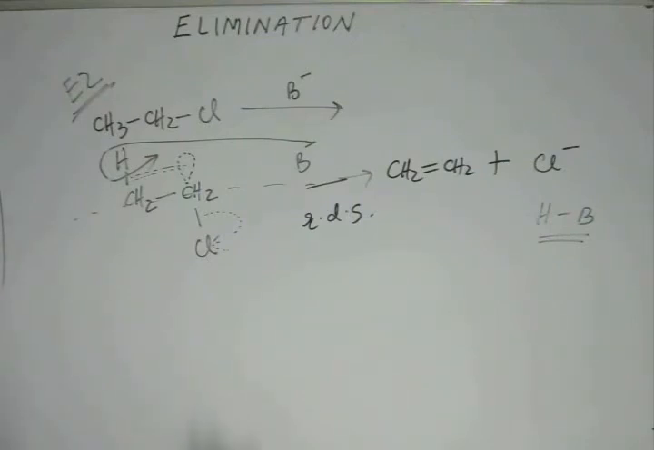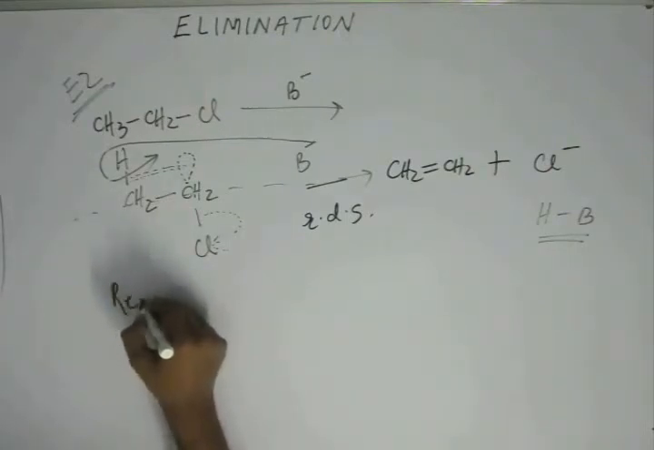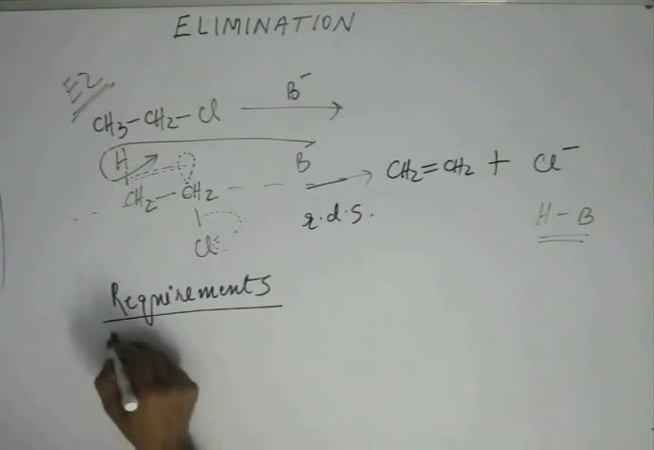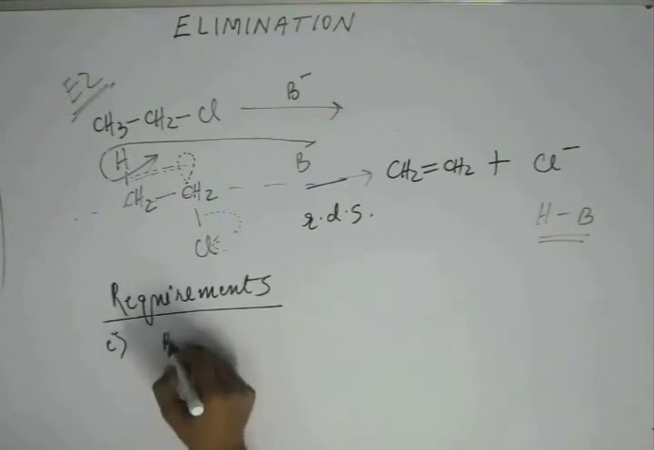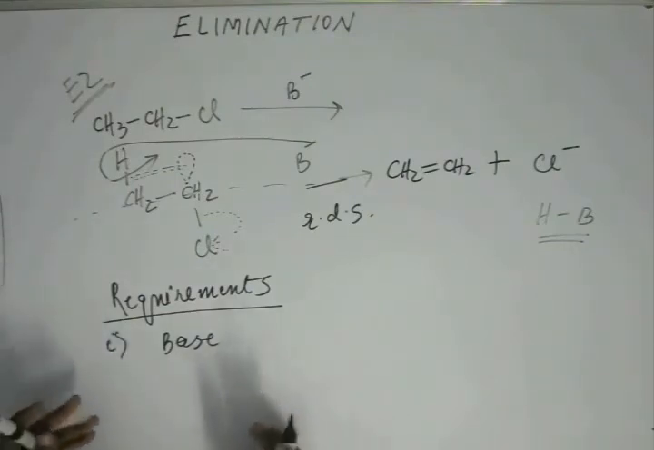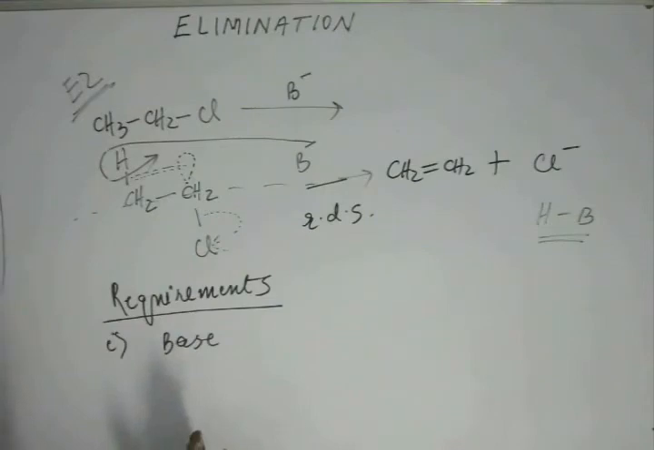Now there will be some stringent requirements of this E2 mechanism. Let's see what those requirements are. The first requirement is that the reagent must be a base, of course. If we are having an elimination reaction, there must be a base. Base meaning you have a reagent which is unstable. If it is a stable, electron-rich species, that will become a nucleophile. This must be very easy and very handy and very insightful for you. It should come very naturally to you. If it is stable, it will have more tendency to act as a nucleophile. If it is unstable, it will have more tendency to act as a base.